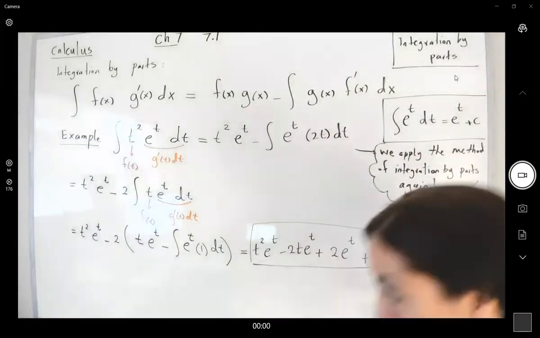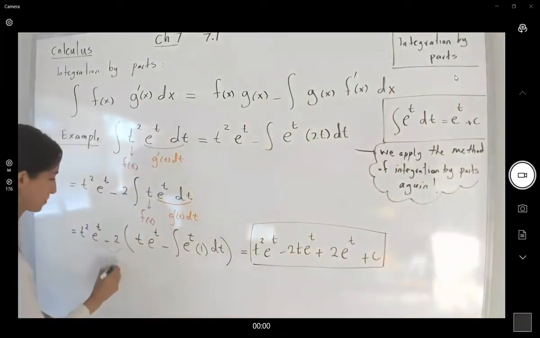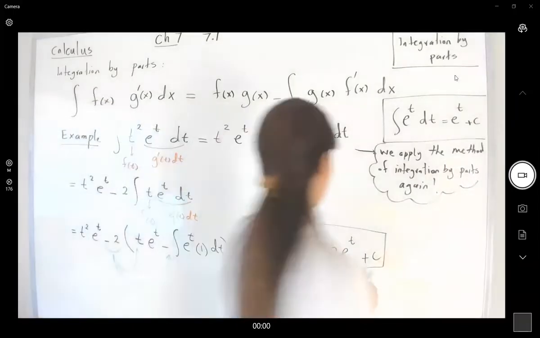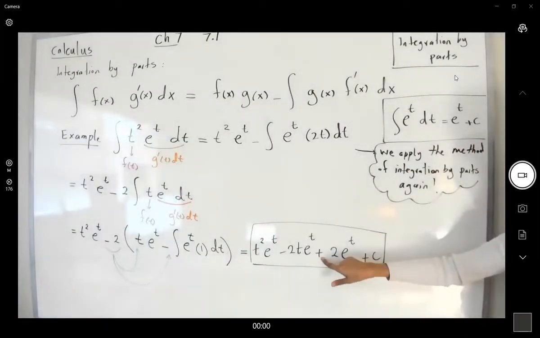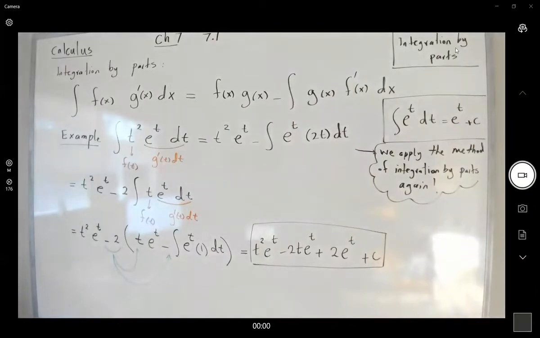Don't forget to distribute the negative 2 into parentheses. That's how we get the plus sign. Very well.